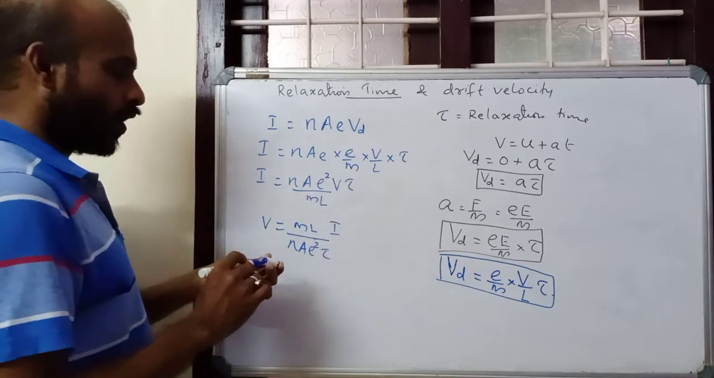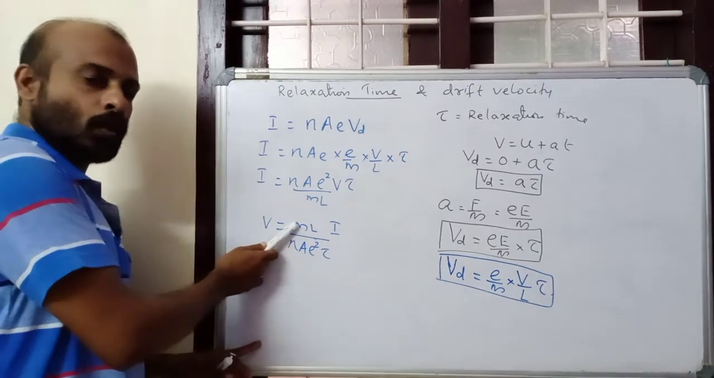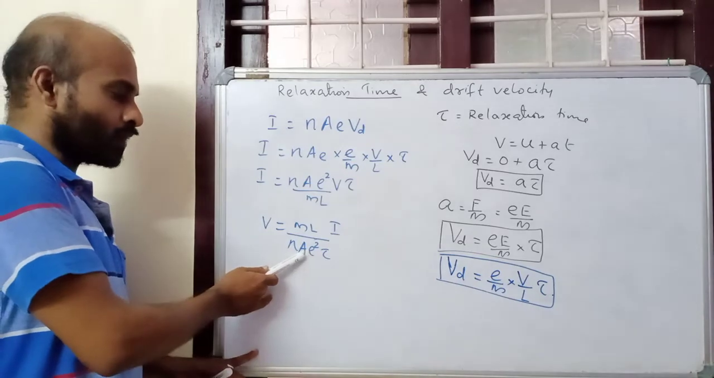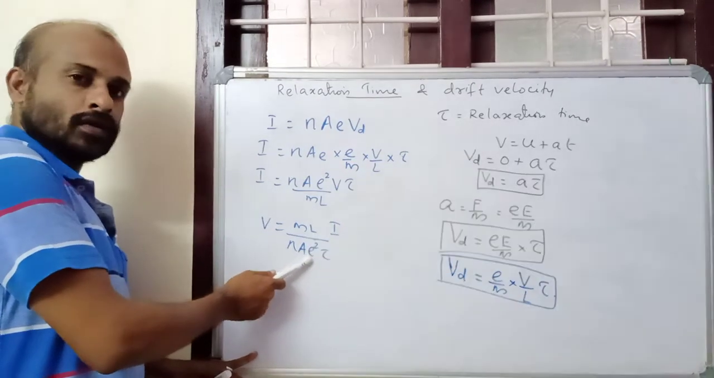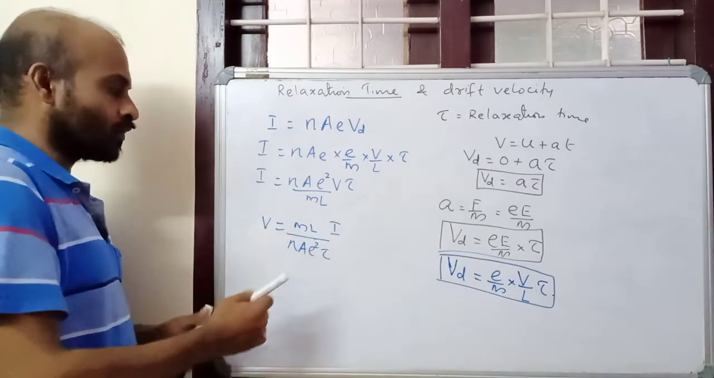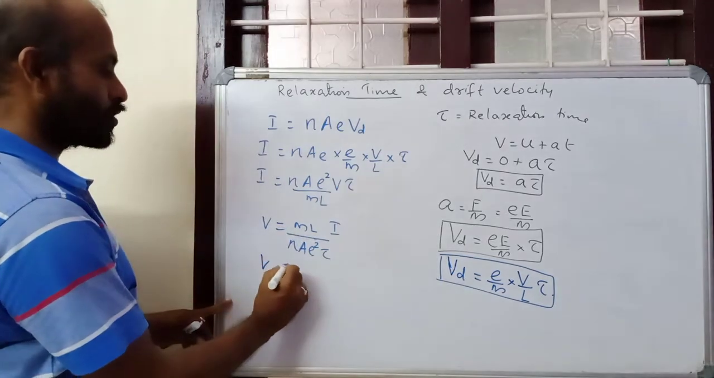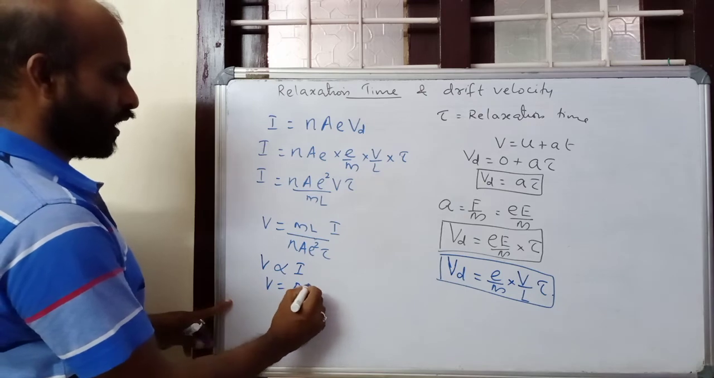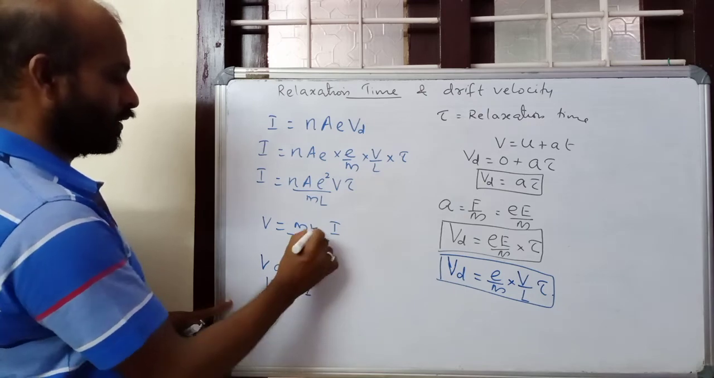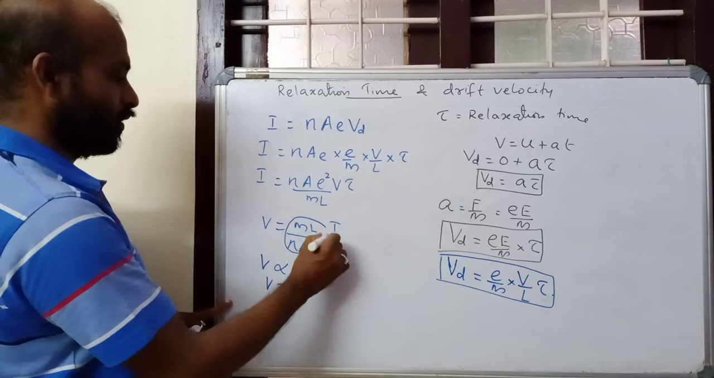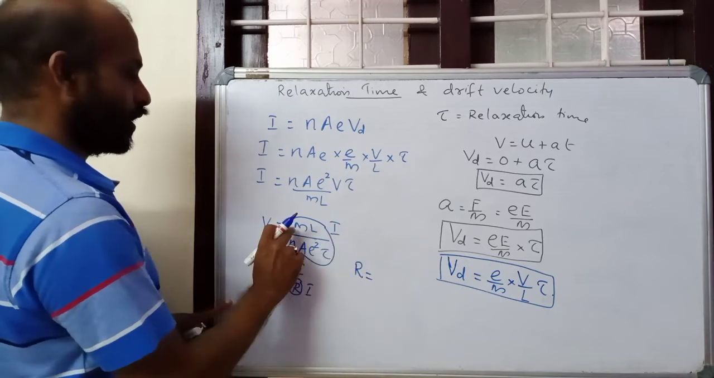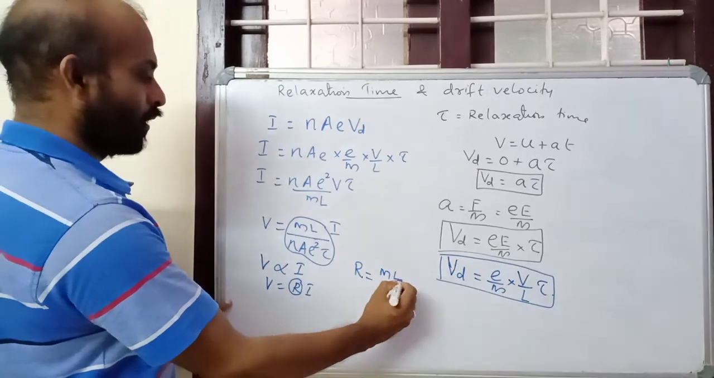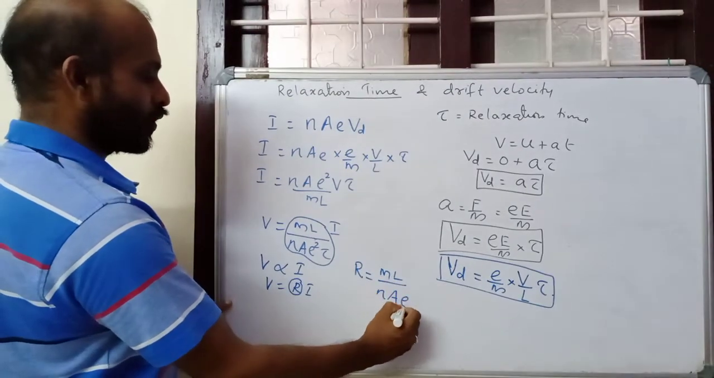In this equation, all the terms like mass of the electron, length of the conductor, number of electrons per volume, area of cross section, square of charge of electron, and relaxation time are all constant. So what can we write? V proportional to I, or V is equal to resistance R into I. So what will be the constant here? This will be the value of the constant. What is resistance now? Resistance is this proportionality value. So R is equal to m L by N A e square tau.